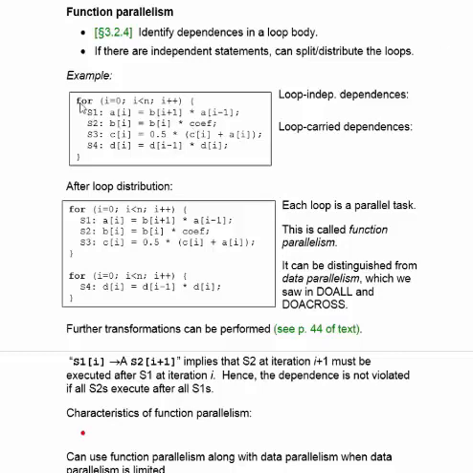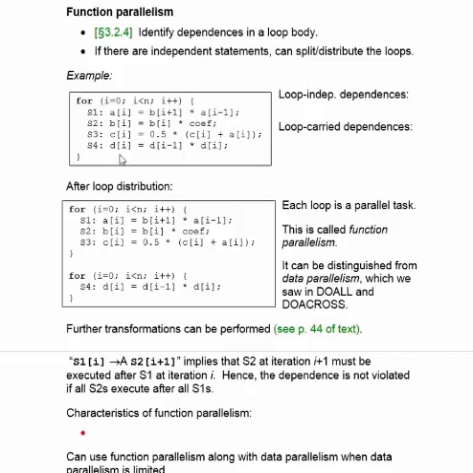Let's consider this loop that has 4 statements in it. The first statement takes b sub I plus 1, multiplies it by a sub I minus 1, and sets a sub I equal to that. The next one multiplies b sub I by a coefficient. The third one takes half of c sub I plus a sub I and assigns it to c sub I. And the fourth one takes d sub I minus 1 times d sub I and assigns it to d sub I.